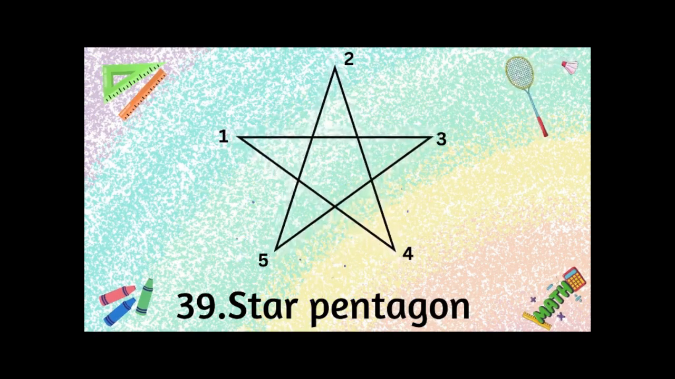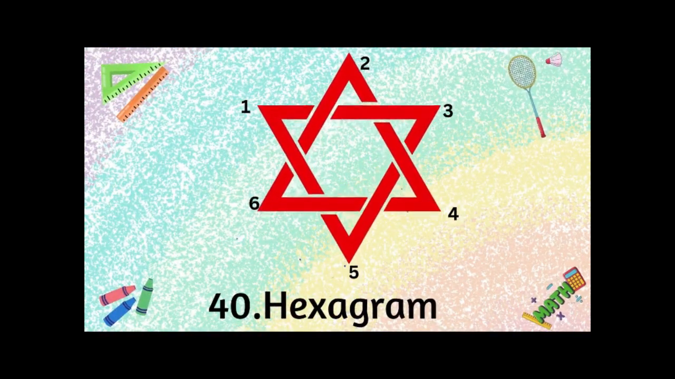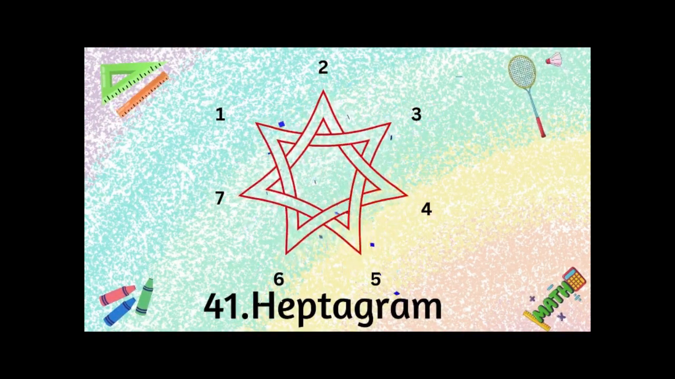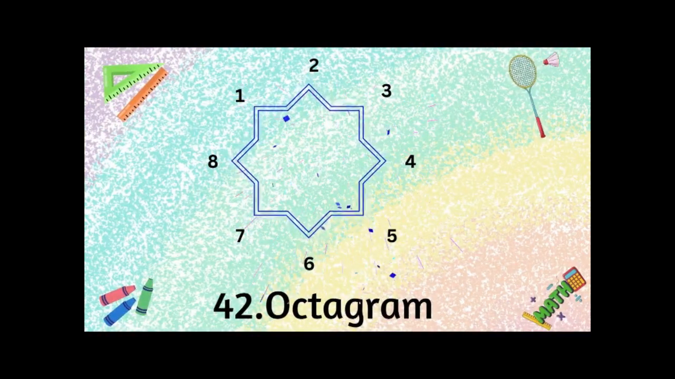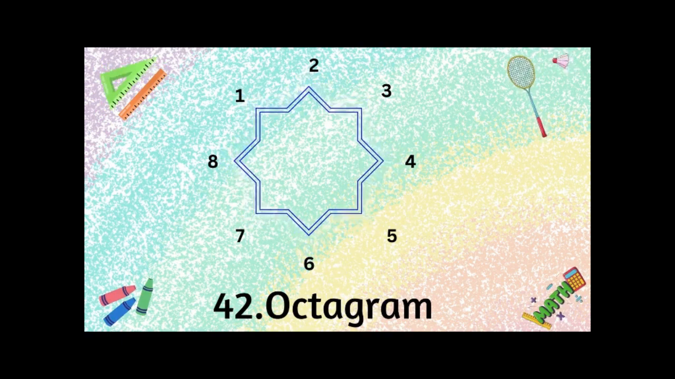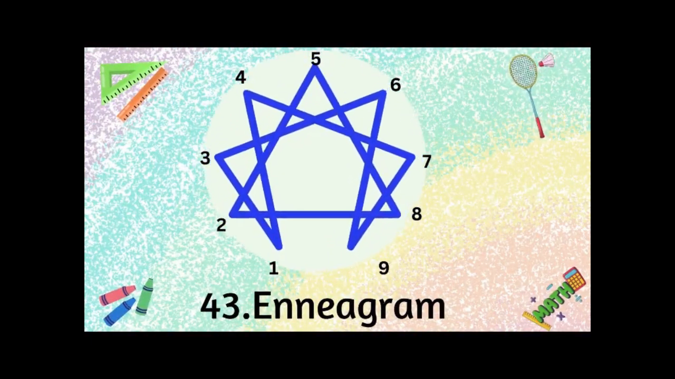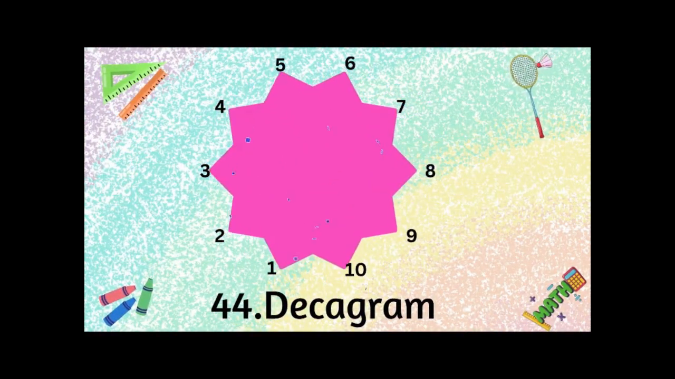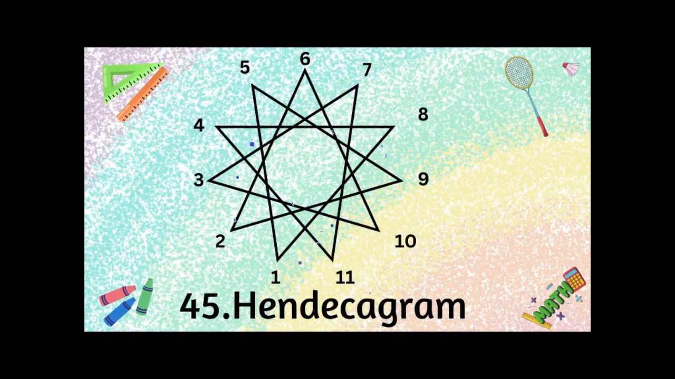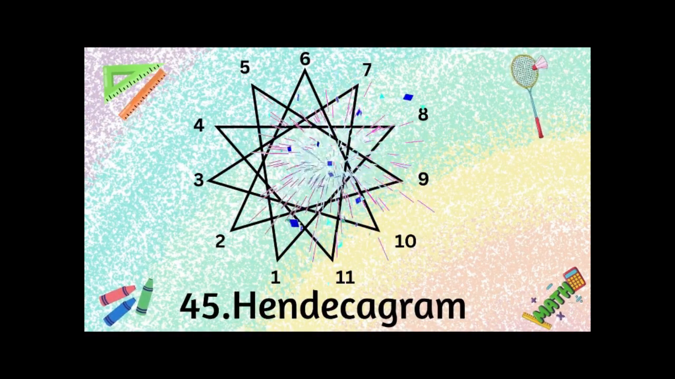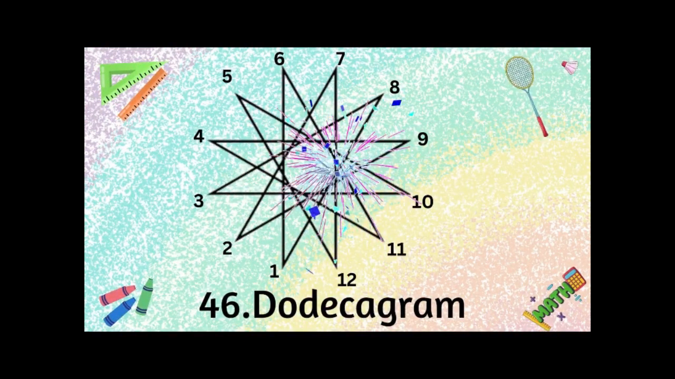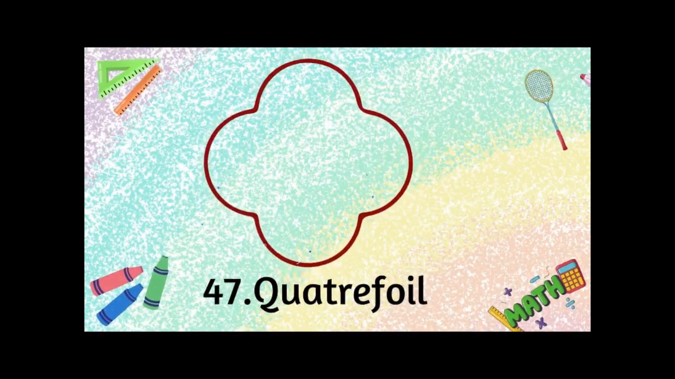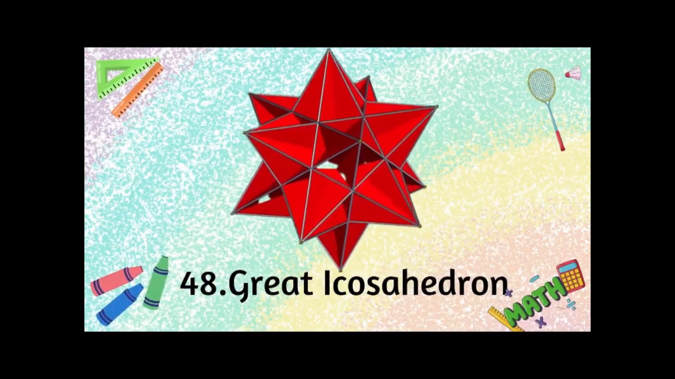Star pentagon. I'm an oval, round and long, like a circle that's very long indeed. Hexagram. Heptagram. Octagram. Pentagram. Decagram. Hendecagram. Dodecagram. Quarterfoil. Great icosahedron.